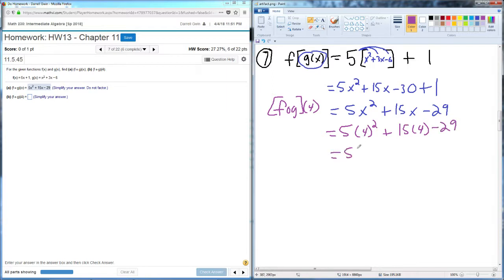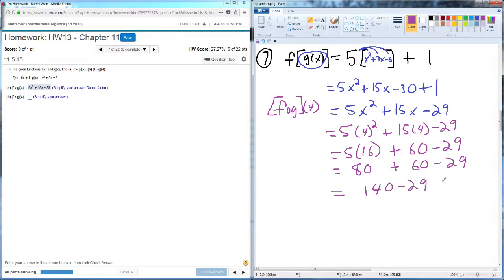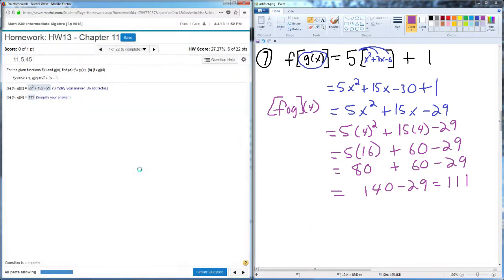4 times 4 is 16. Exponents first, PEMDAS. 15 times 4 is 60. 5 times 16 is 80. 80 plus 60 minus 29. 80 plus 60 is 140 minus 29. So 140 minus 30 would be 110. But we're subtracting 1 less than 30, so it's going to be 111. 111. Check your work. Good. Ready to move on.